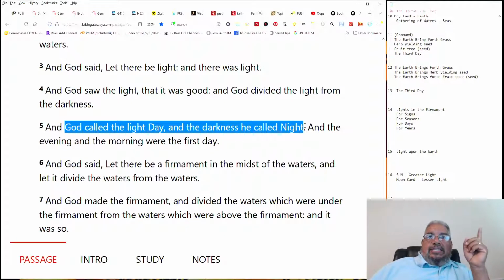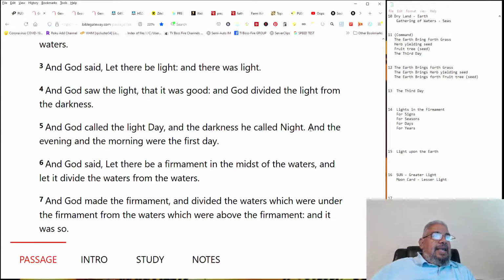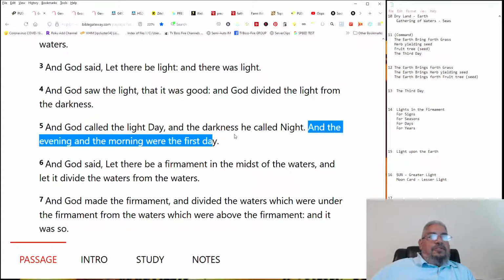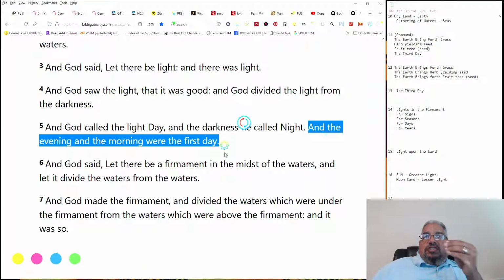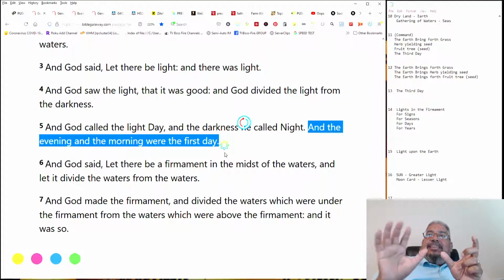Nosotros pensamos que el día, la luz del día es primero, entonces la noche. No. God says, and the evening and the morning were the first day. Dios dice que la noche primero, y entonces el día, la mañana, es un día. Es oscuro primero, la noche, y entonces la luz es lo último. Tinieblas primero, y entonces luz. So you have darkness first, and then light.